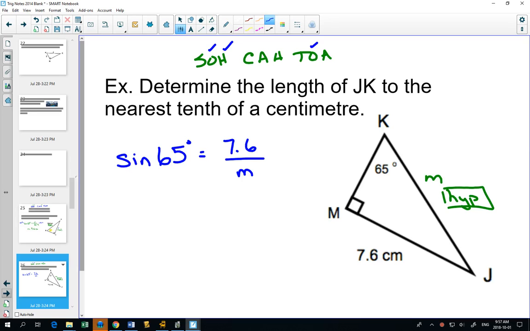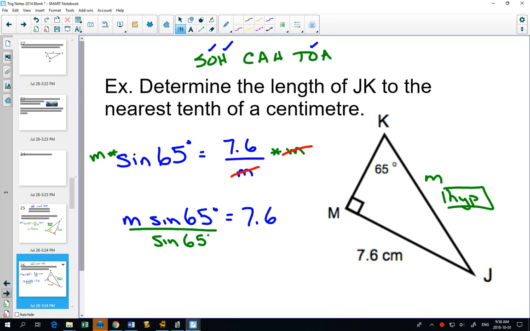Compared to our first example, this one's a little bit more complicated because the variable that we don't know is in the denominator. So we have to take an extra step and multiply both sides by m. That will simplify on the right, and now we'll get m times sine of 65 degrees equals 7.6. And now we can divide both sides by sine of 65 degrees because it's multiplying. The opposite of multiplying is dividing.